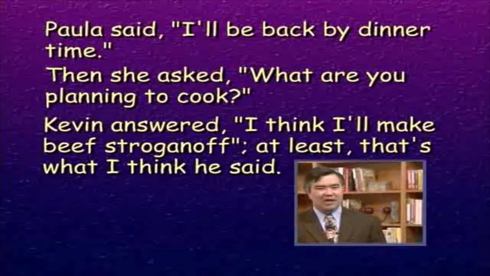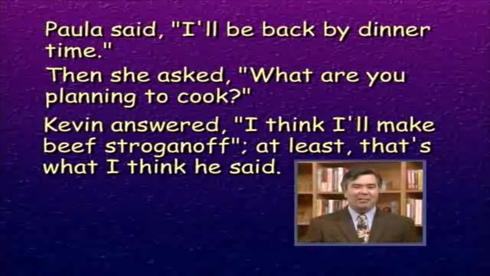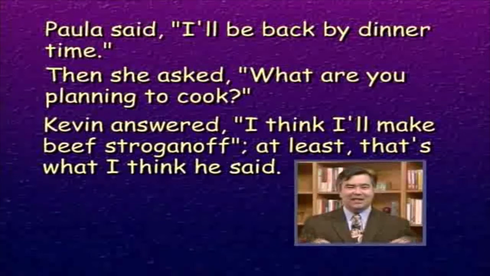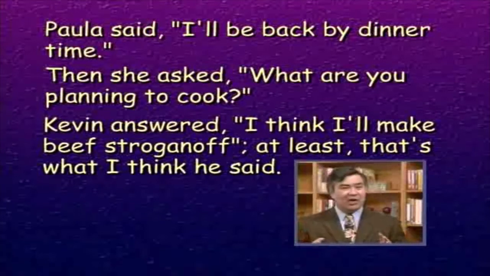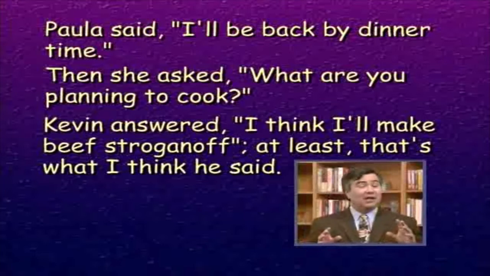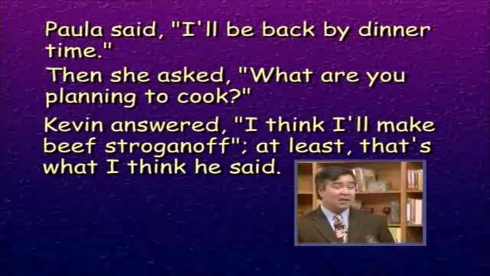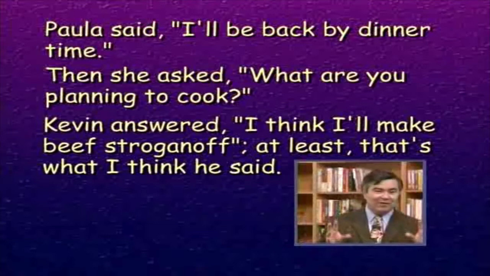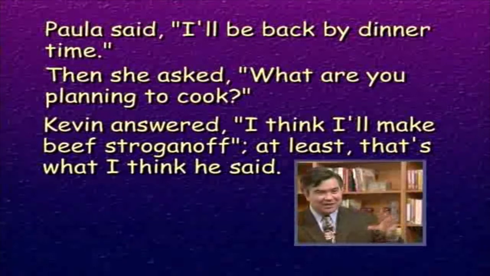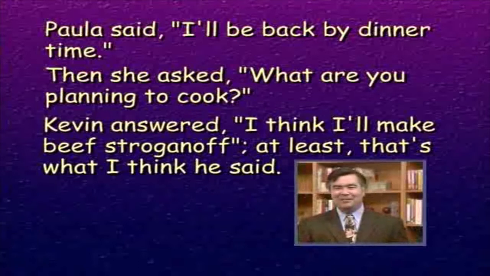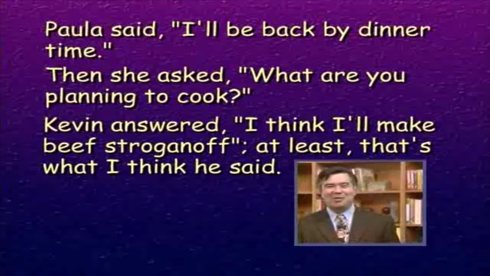One sentence could read, "Kevin answered, I think I'll make beef stroganoff." That could be a sentence by itself. You could also have a sentence that simply reads, "At least that's what I think he said." That could be a sentence by itself. Since we have two independent clauses simply stuck together, we need a semicolon between them. But now the question is, where does the semicolon go in relation to the quotation marks?